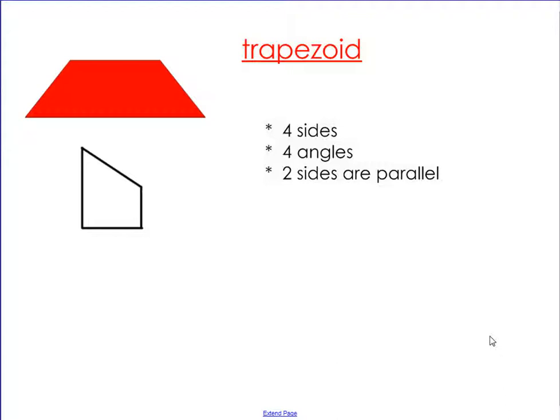A trapezoid has 4 sides and 4 angles, and 2 of the sides are parallel. So remember, parallel means 2 sides run side by side and they never ever cross. We think of parallel lines like railroad tracks.